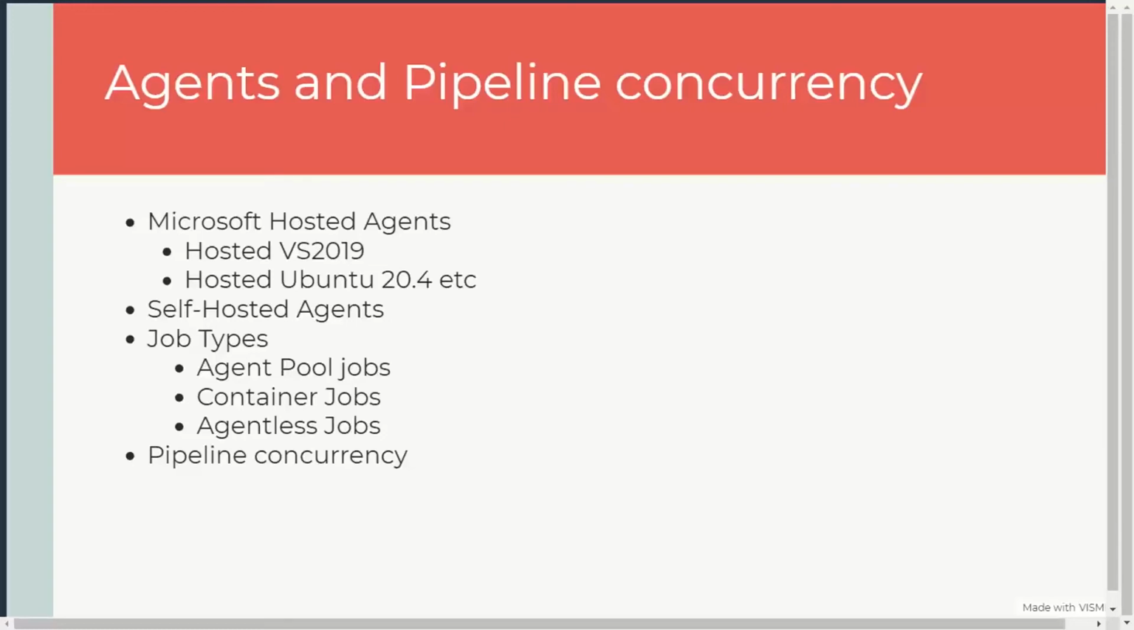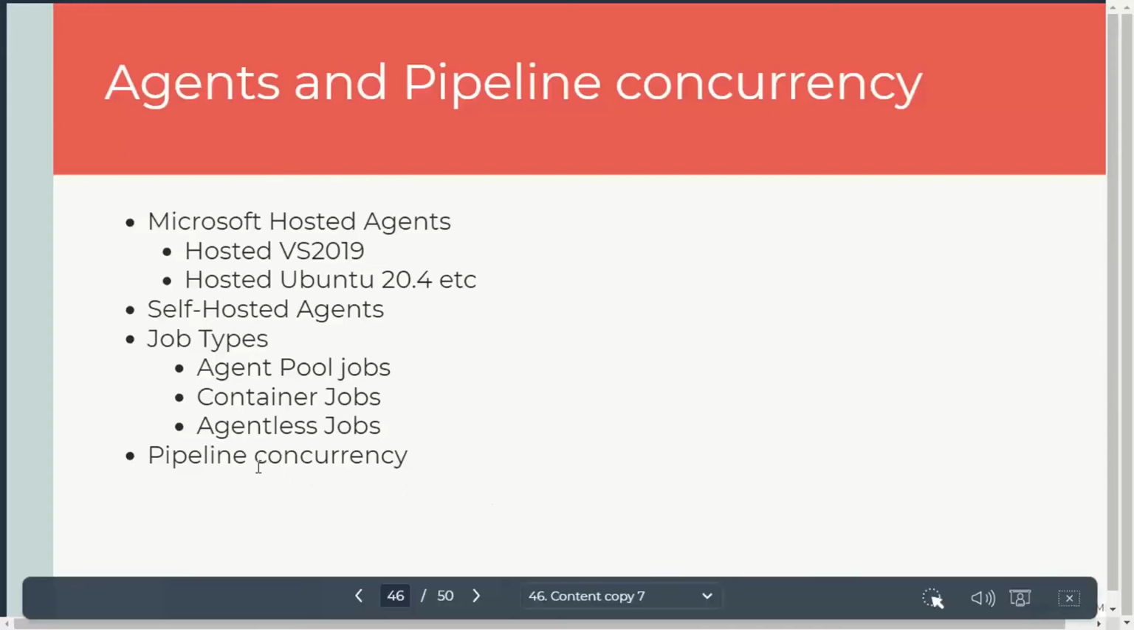But if you don't have any concurrency, whoever initiated the build first needs to complete it, and only then can we do the build. Till then, our build will be in the queued state. Once that agent is available, only then can we start our build. So that is about the concurrency.